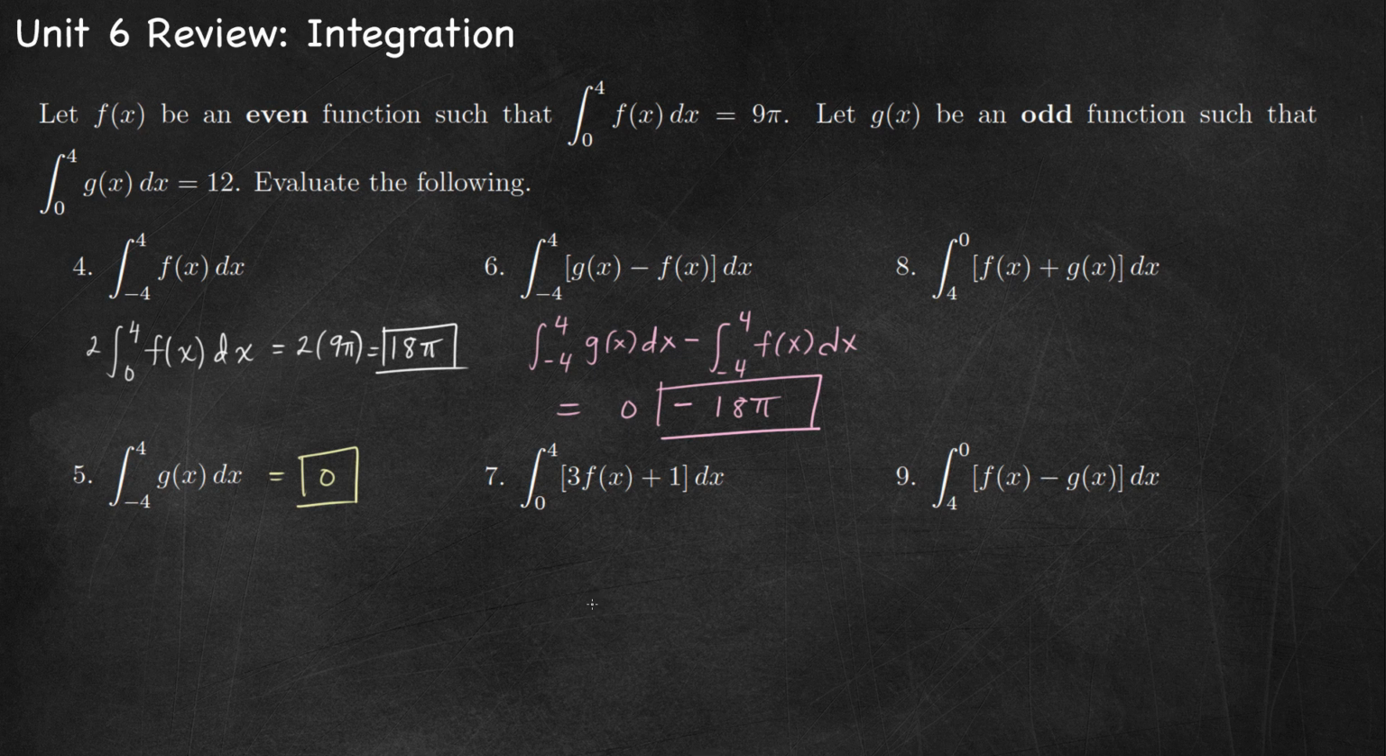Number 7, we want to integrate 3f plus 1 on the integral from 0 to 4. So let's use some of our properties of integrals to simplify this a little bit first. So we can separate this into two integrals, the integral of 3 times f of x from 0 to 4, and the integral of 1. That 3 is a constant multiple, so we can bring it outside of our integral. So it'll look like 3 times the integral from 0 to 4 of f of x dx, plus the integral from 0 to 4 of 1 dx.